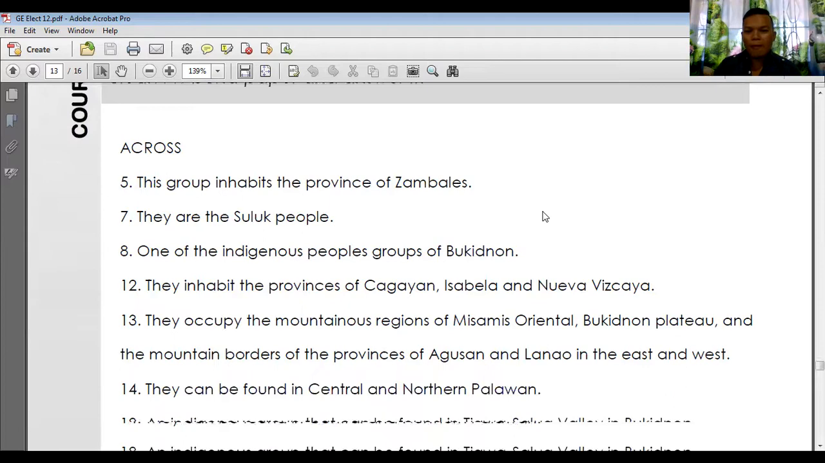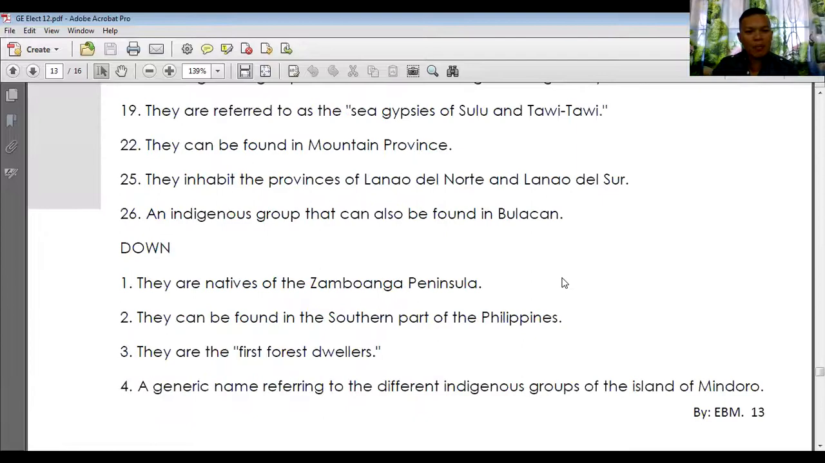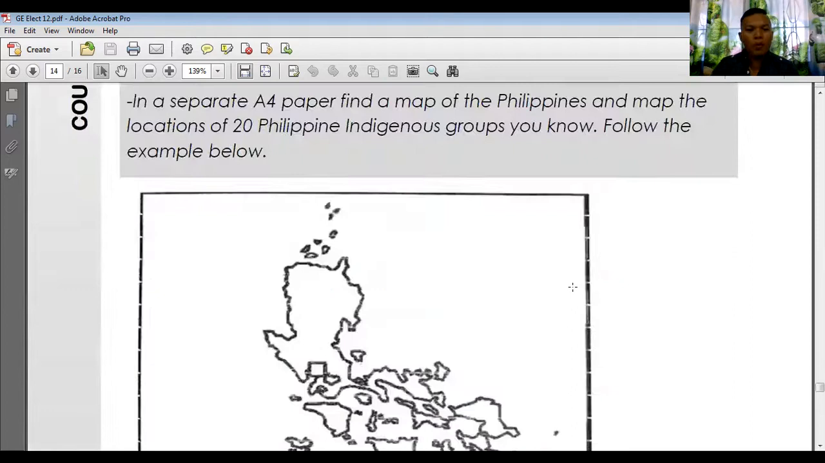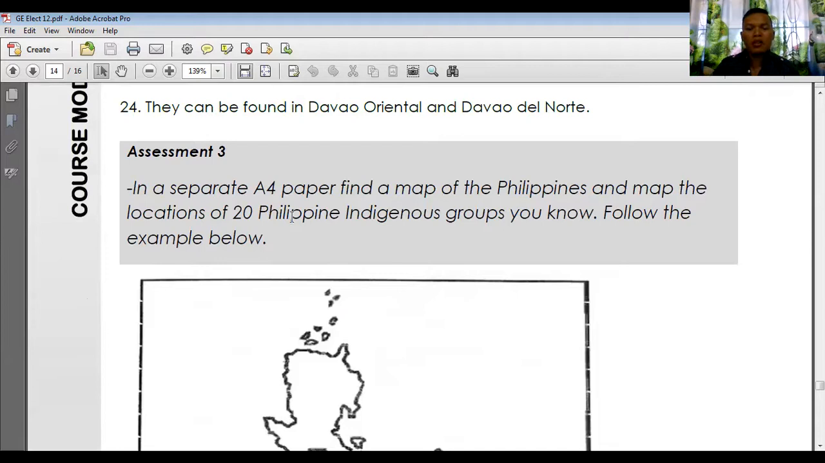Okay, so that is exercise 2. For the same topic, we will have assessment 3. In a separate A4 bond paper, you have to find a map of the Philippines and locate 20 Philippine indigenous groups.